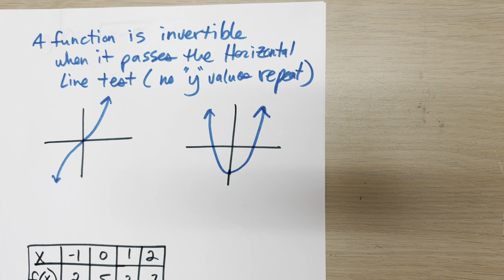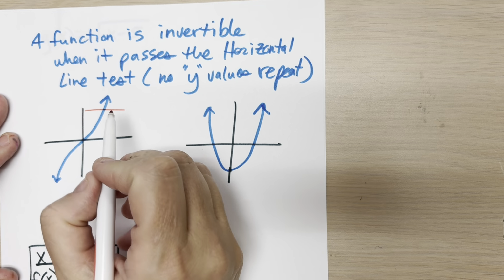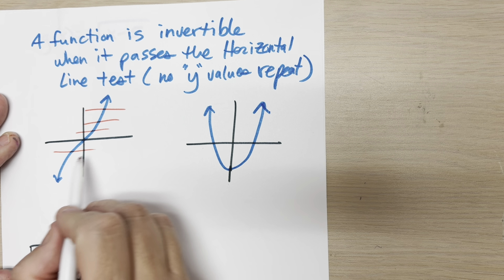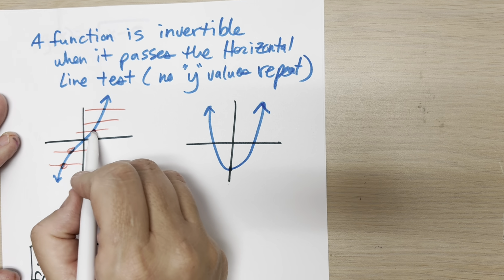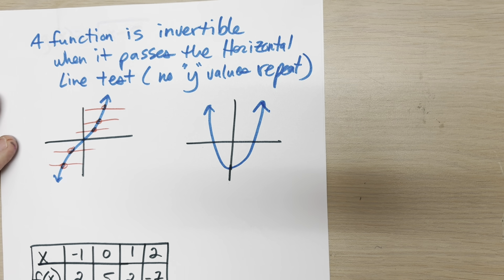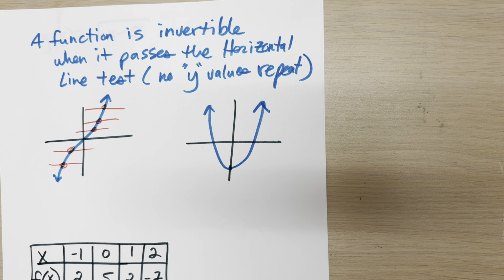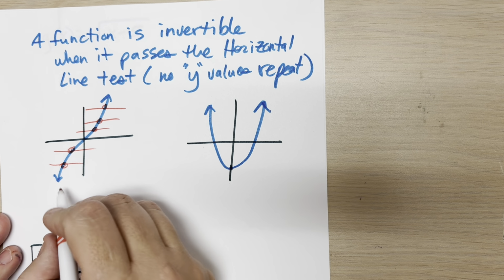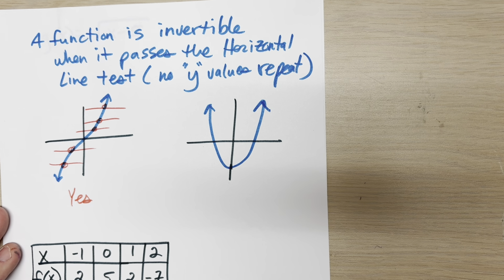A function is invertible when it passes the horizontal line test or no y values repeat. When they're talking about the term invertible, they just mean that the inverse is also a function. So if I look at this first one, this is kind of like a cubic function. If I draw a bunch of horizontal lines, they're only intersecting in one spot, so it passes the horizontal line test. This is a lot like the vertical line test for determining if a graph is a function or not. So in this case, yes, we could find an inverse.